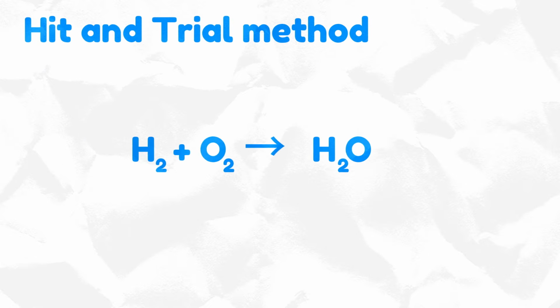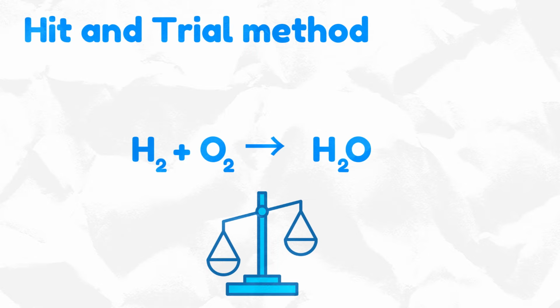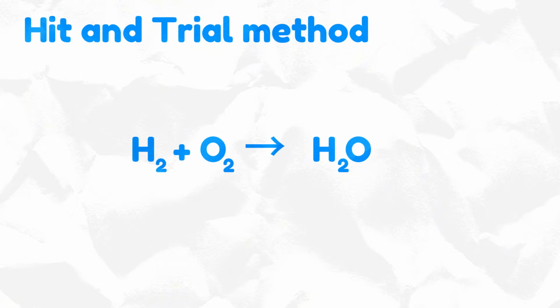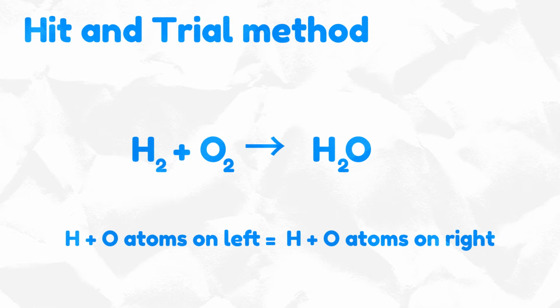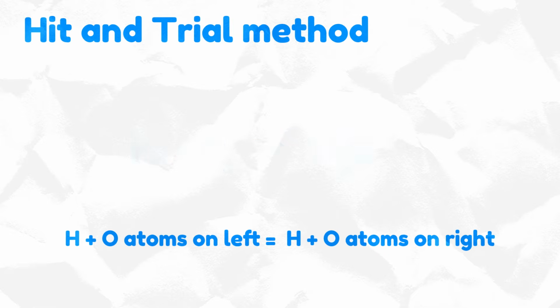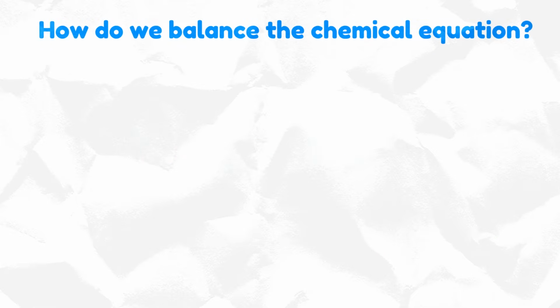This method involves adjusting the coefficients to balance the equation by trial and error. Let's take a simple example. Here on the left we have 2 hydrogen atoms and 2 oxygen atoms, but on the right we have 2 hydrogens and only 1 oxygen. So this equation is not balanced. We need to make sure we have the same number of hydrogen and oxygen atoms on both sides of the equation.